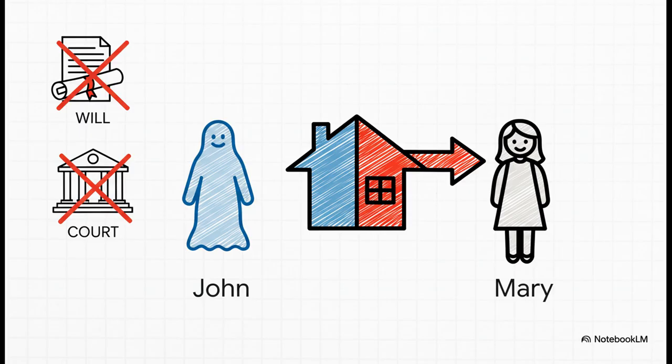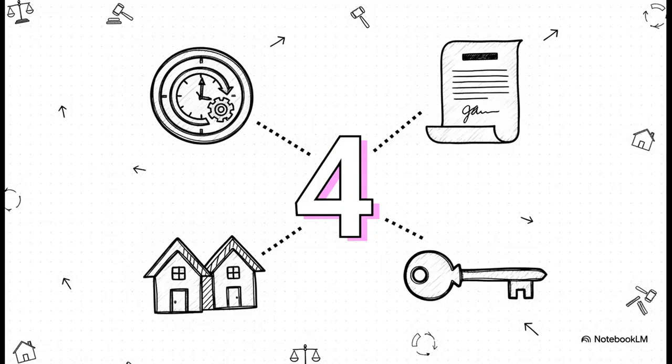This is the right of survivorship in action, and it's so powerful. In a joint tenancy, the surviving co-owner literally absorbs the deceased owner's share. It completely bypasses any will, it avoids probate court, it's just automatic. But here's the catch. You can't just create a joint tenancy with a simple handshake.